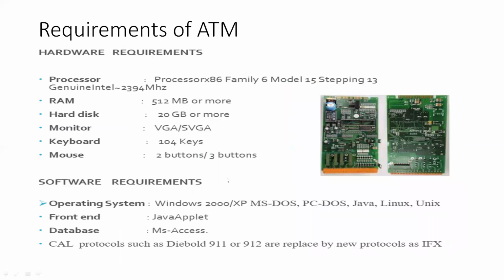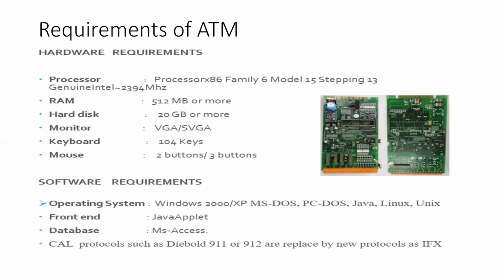Now, requirements of the ATM. The important requirements for the functioning of the ATM are of two types. One is hardware requirements and the second is software requirements. Hardware requirements are the processor, RAM, hard disk, monitor, keyboard, mouse, all the computer parts. Minimum RAM is 512 MB or more, because at least 15 to 20 previous transactions of the customer have to be read by the ATM machines.